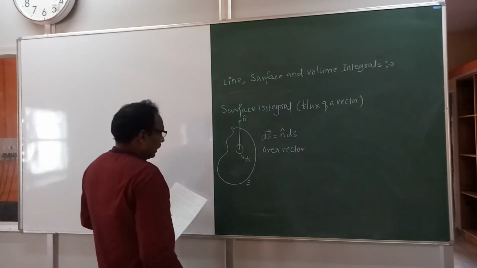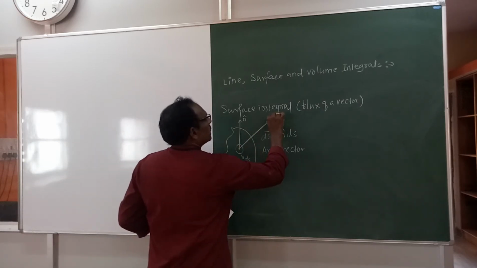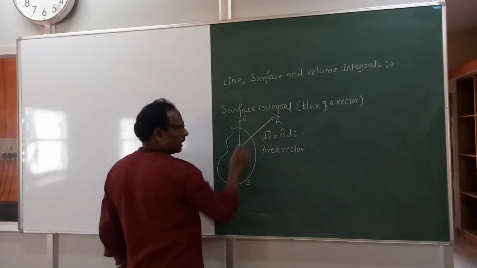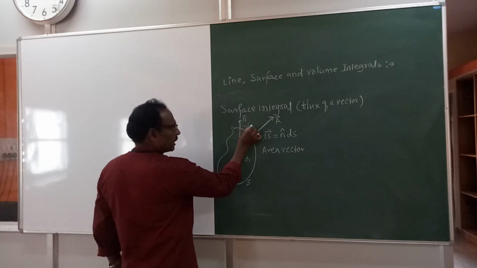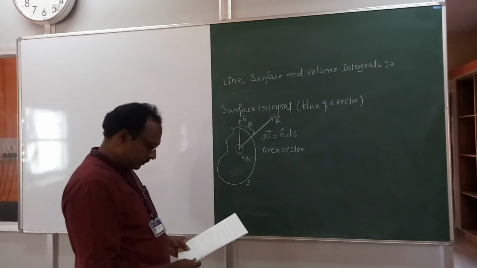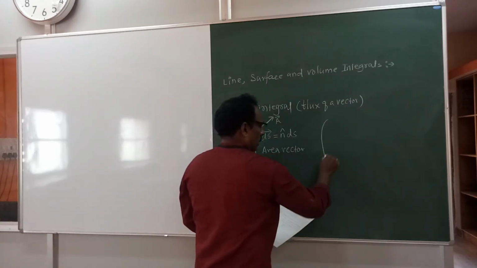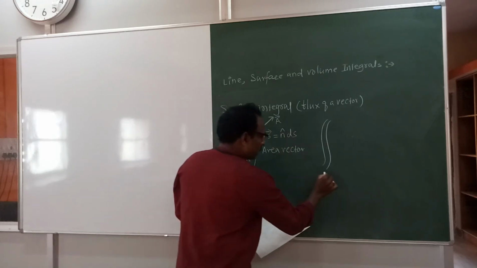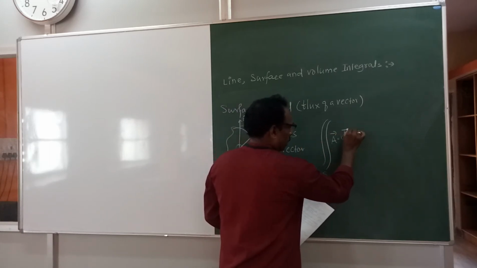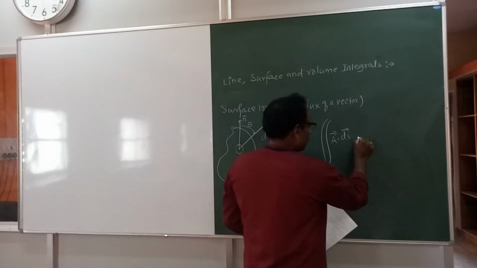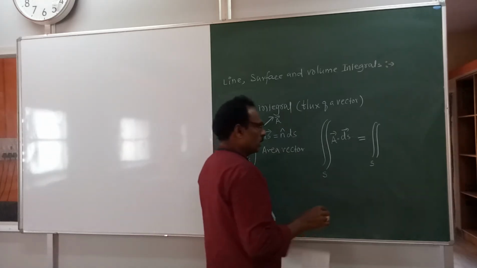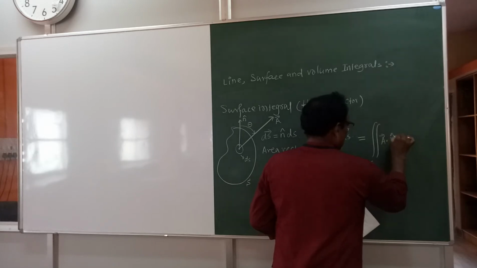Now, if I take any vector at the middle of this elementary area, say vector A, and this vector A makes an angle theta with the normal, then I'll write this as a double integral over S, that is the area, of vector A dot vector ds, and this we can write as the double integral over S. It is called the surface integral, A dot n ds.